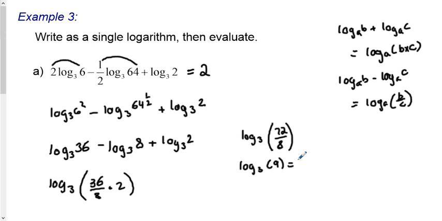If you don't see that right away, we could set that equal to x. We could say 3 to the x equals 9. Coming over here, that would be 3 to the x equals 3 squared. So again, we still see that x equals 2. In other words, this expression would evaluate to give us 2.